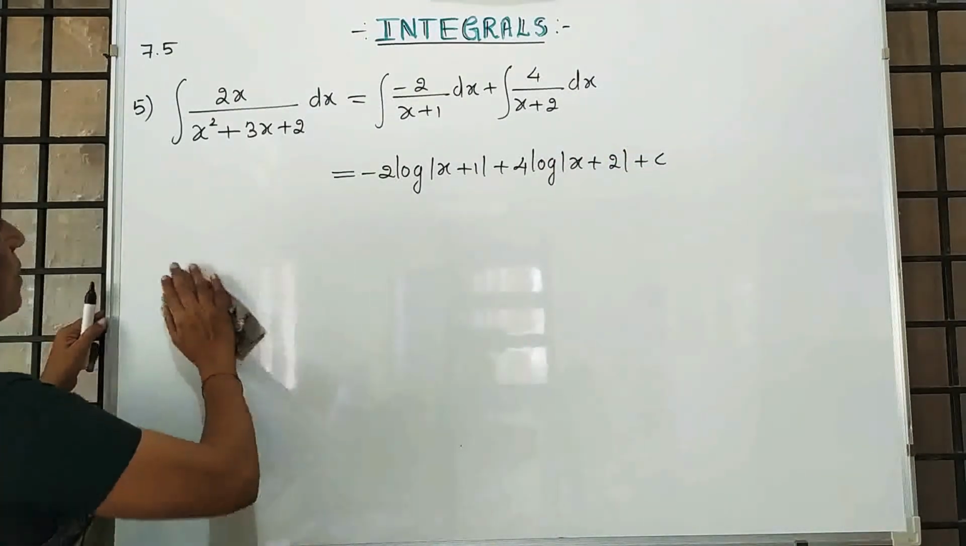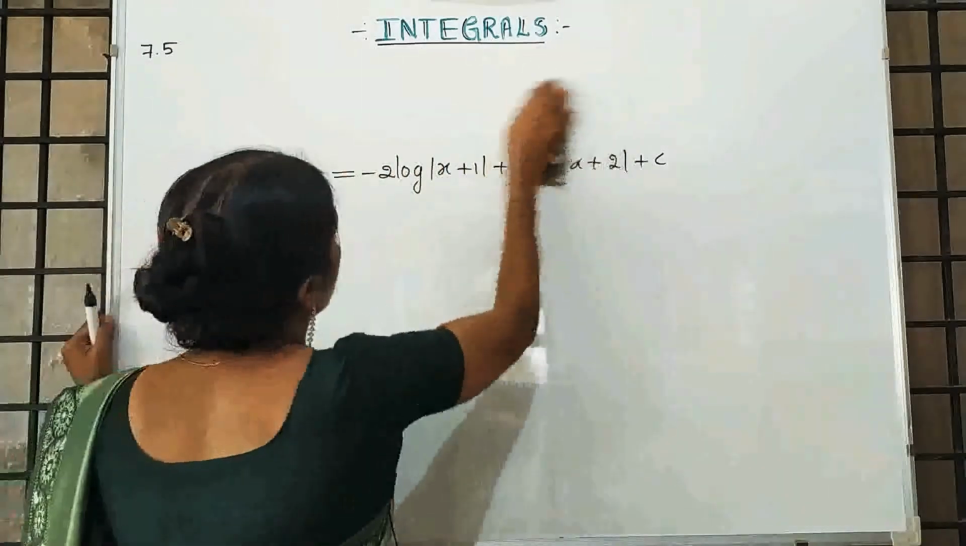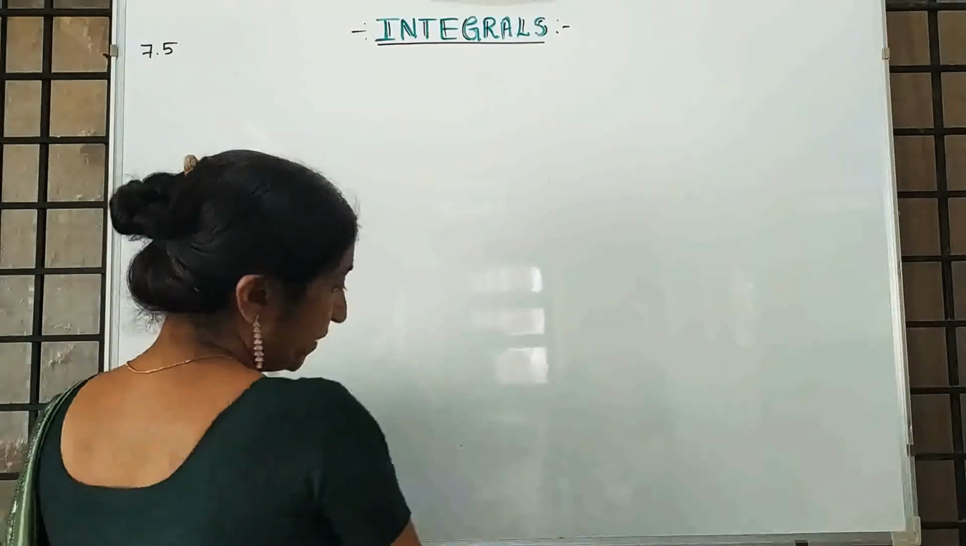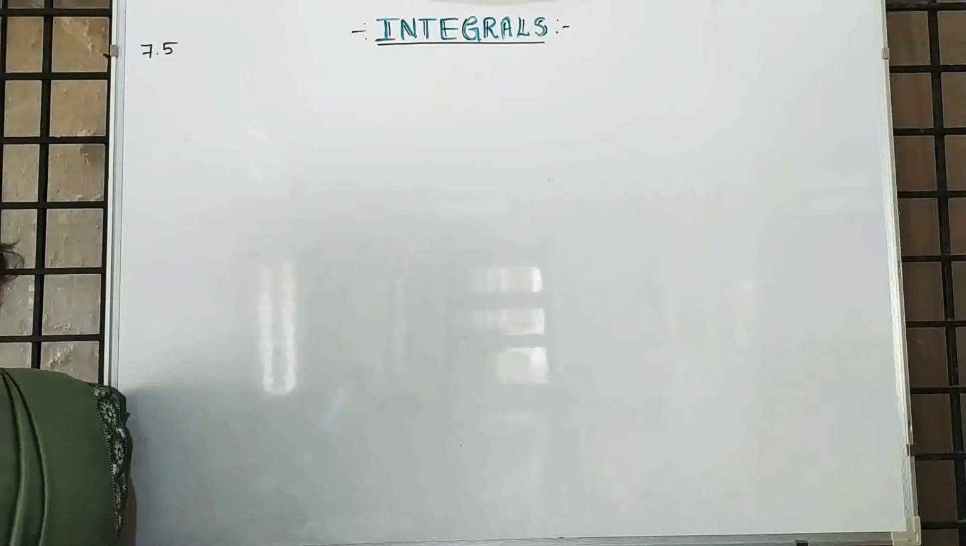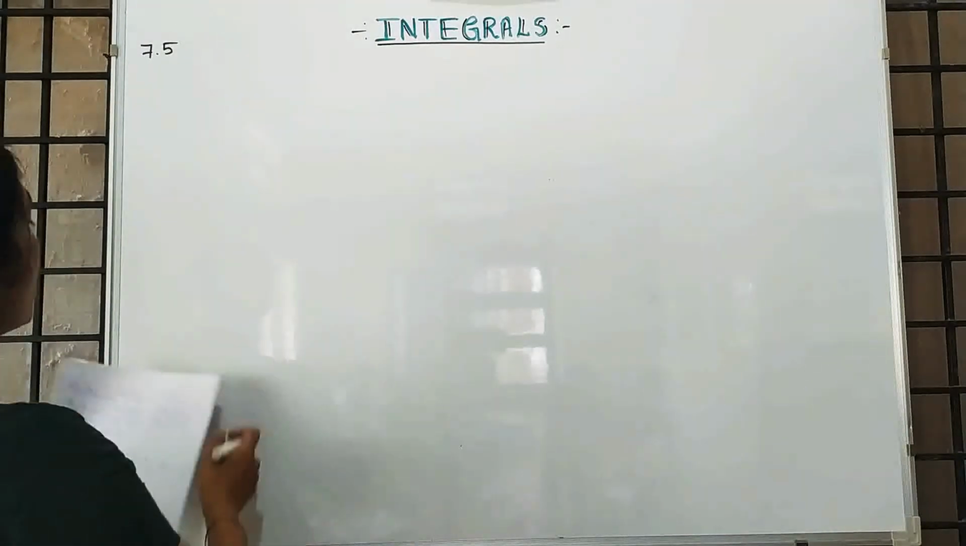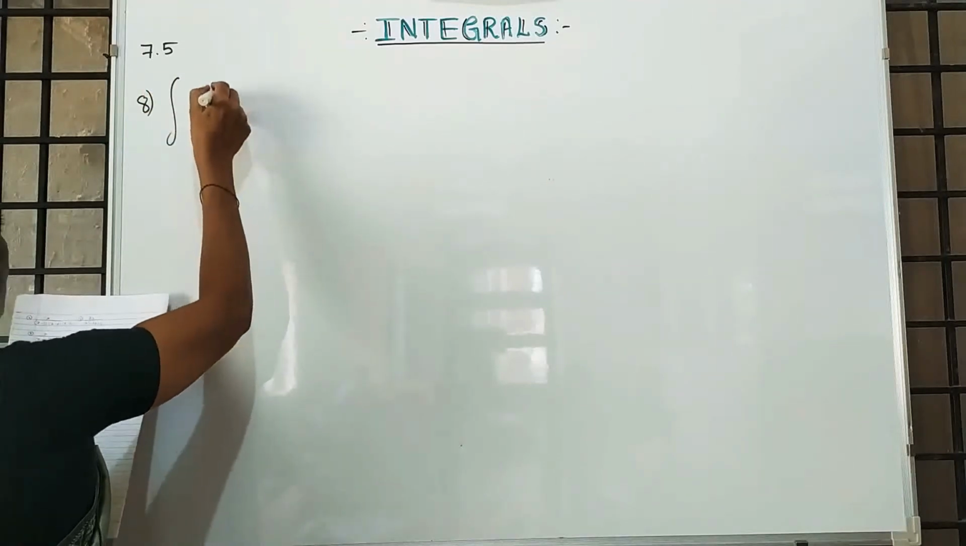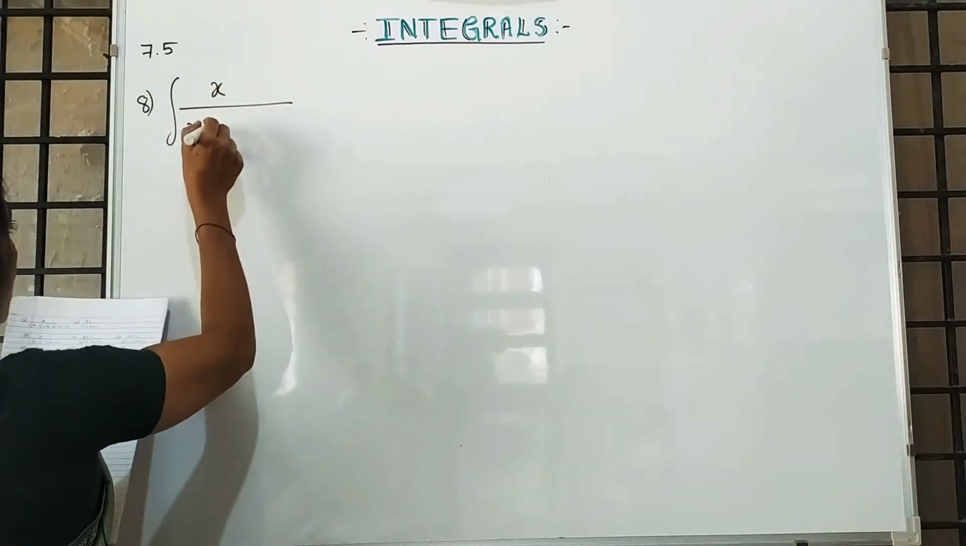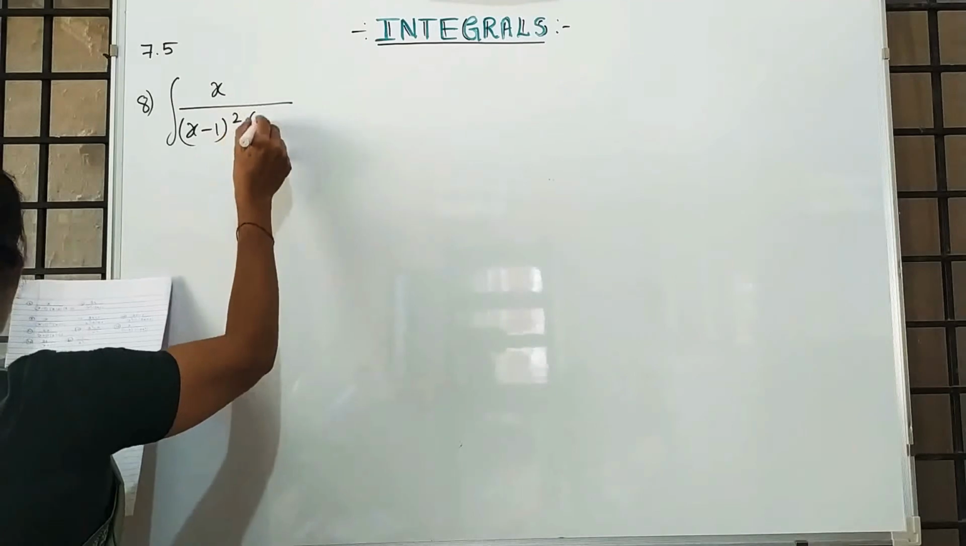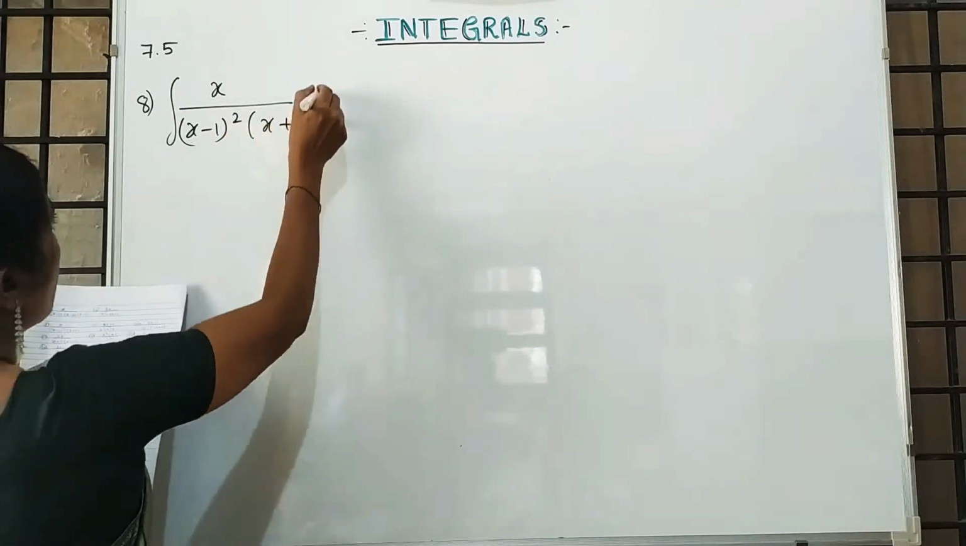Moving to the next example. Already I solved so many examples. Now moving to the next example. Till 7th I solved. Now I am giving you the 8th question in 7.5. It is x upon x minus 1 whole square into x plus 2 dx.